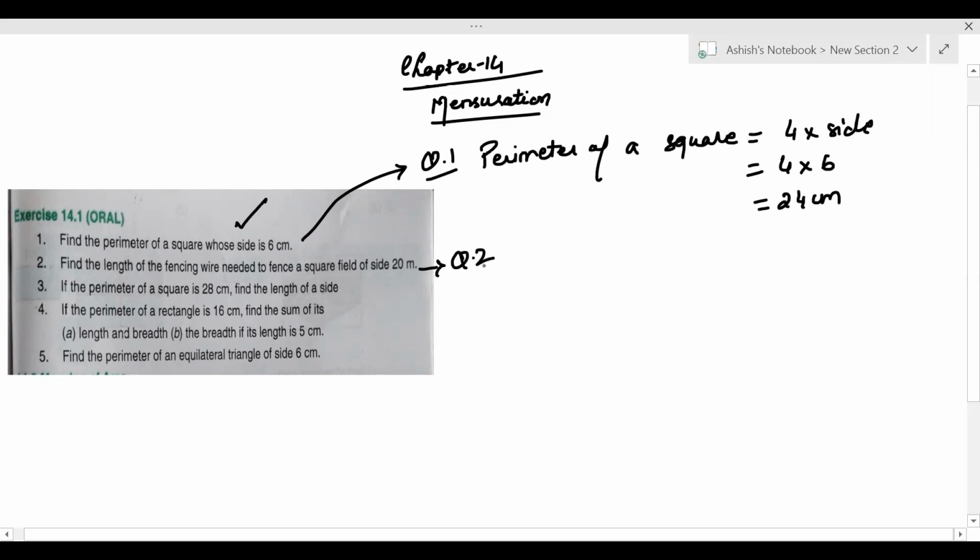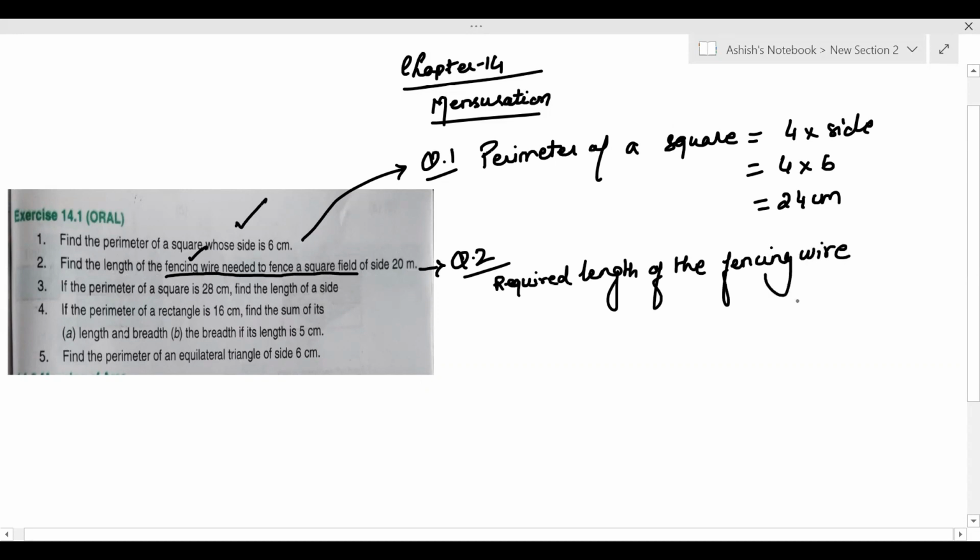Now let us start with question number 2. It is asking you to find the length of the fencing wire needed to fence a square field. Wherever fencing is mentioned, it means they are talking about the boundary. Boundary means perimeter. So what will be the required length? Required length of the fencing wire, as it is in the shape of a square field, will be equal to 4 into side. That is 4 into 20, and 4 twenties are 80 meter.